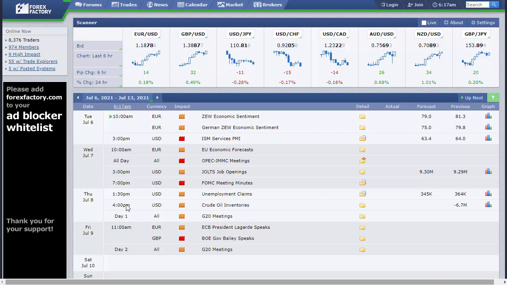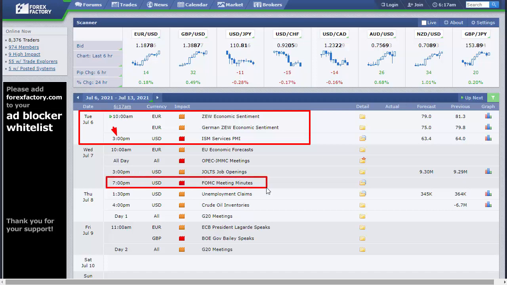News for this week. Today, Tuesday, this is what we've got: economic sentiment, German ZEW economic sentiment, they're out at 10 a.m., and then over to the US at 3 p.m. What I'm more interested in here is the big stuff.